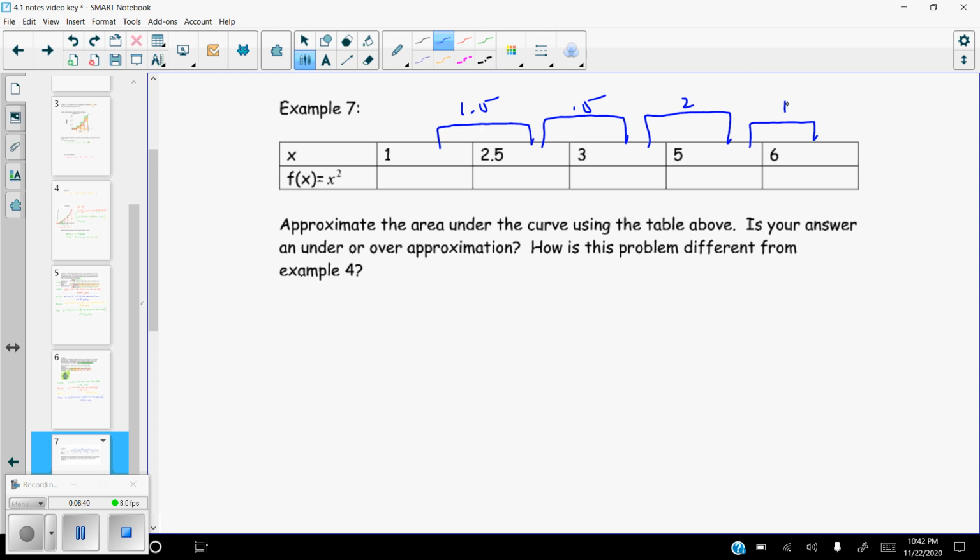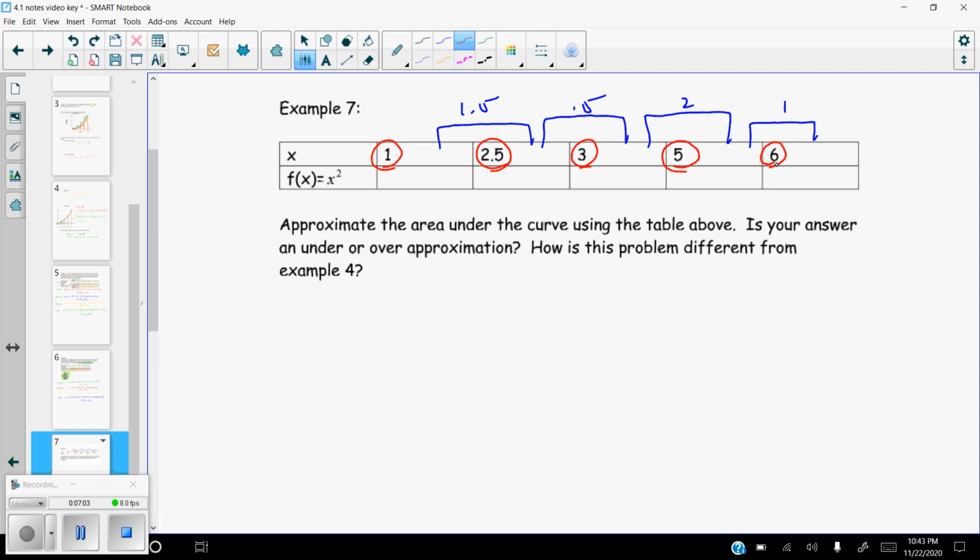Now, the function is still x squared. So I'm still going to plug these x values into x squared to get the heights. We're still going to treat it the same way, but I can't just pull the one uniform base out to the front. We have to do separate rectangles for every single one. It's a bit of a pain, but it's not horrible because we only have a few values.